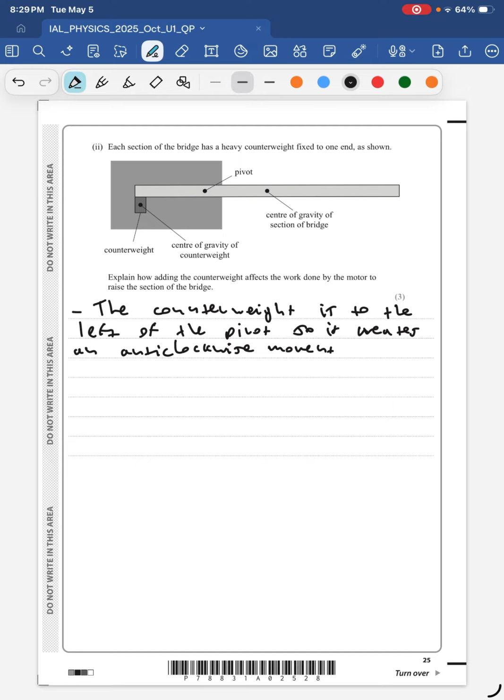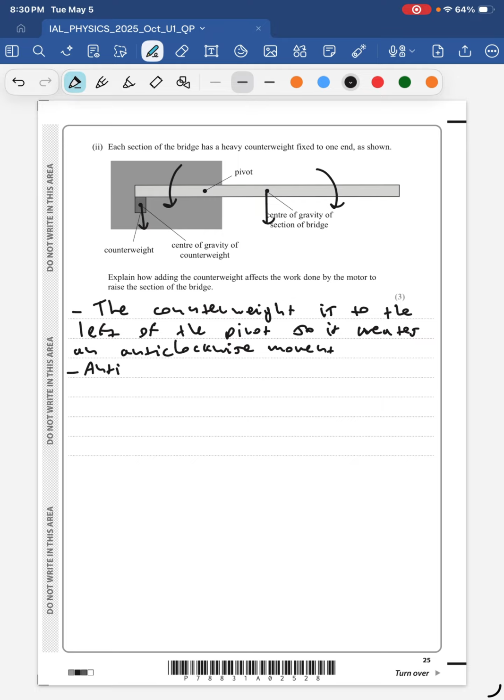Okay, because it pulls, let me think. So the weight creates a clockwise moment and the counterweight is here. So this pulls down. Wait, I'm confused now. So yeah, the counterweight wants to turn the pivot in the opposite direction to gravity, so anti-clockwise. Yes, okay.